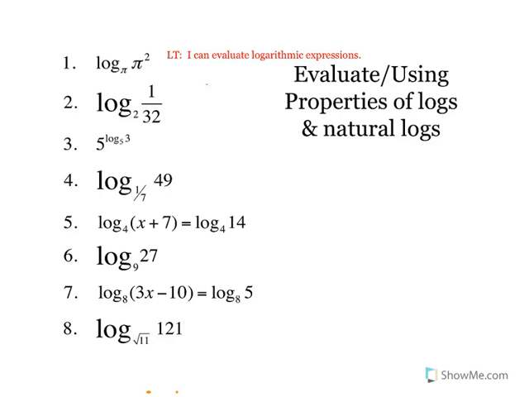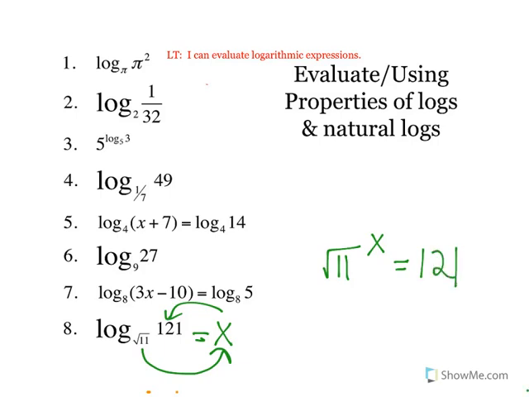Okay. Now, same thing. I don't know what log base root 11 of 121 equals, but I can rewrite that as an exponent or as an exponential expression by doing the around the world method. So square root of 11 to the x power equals 121.